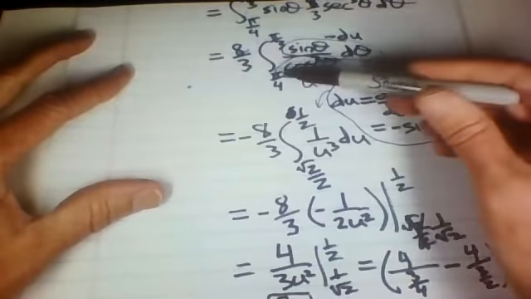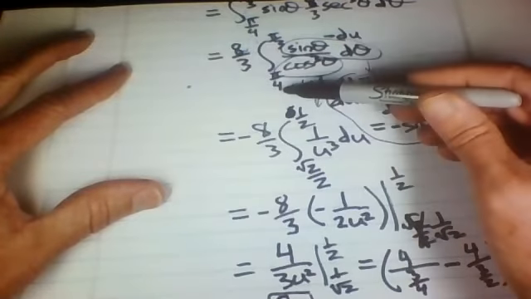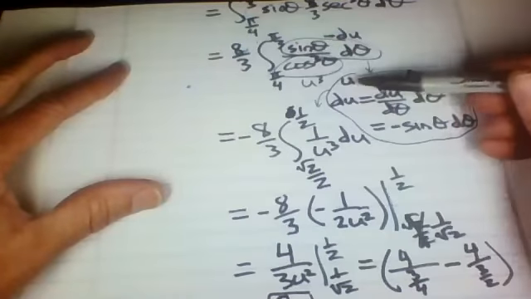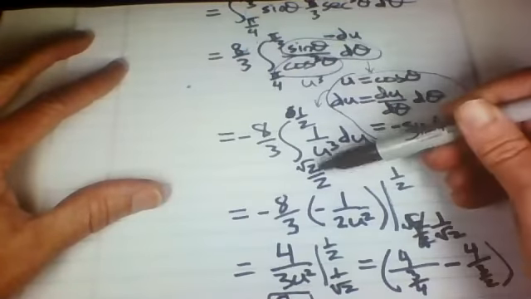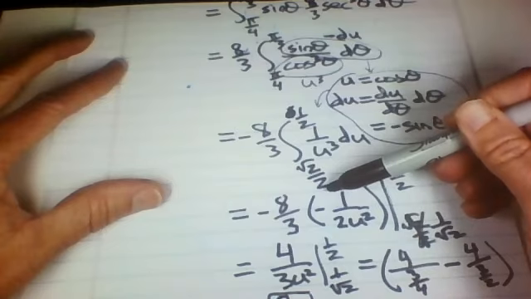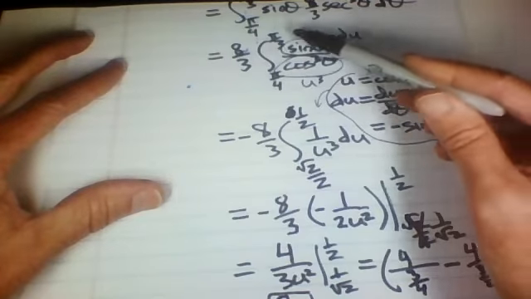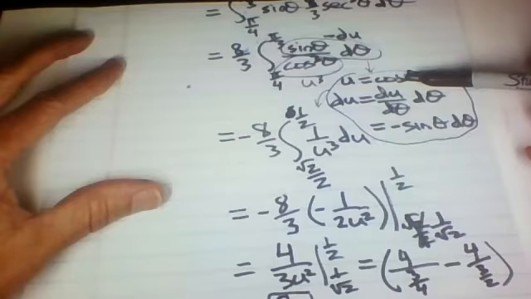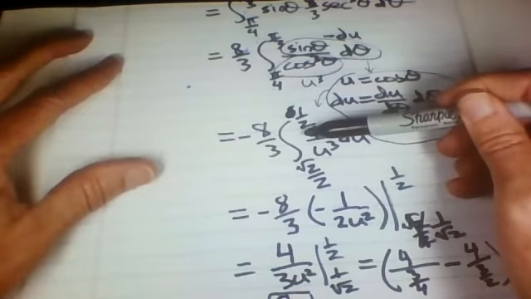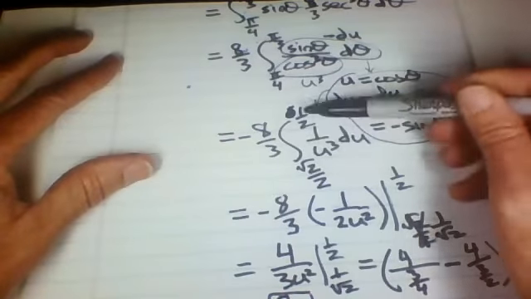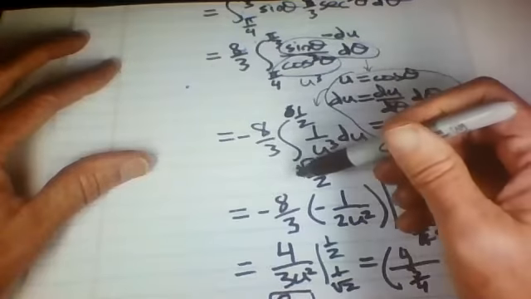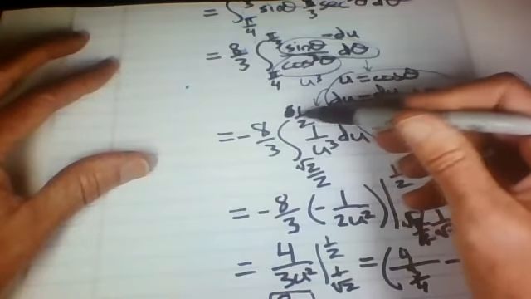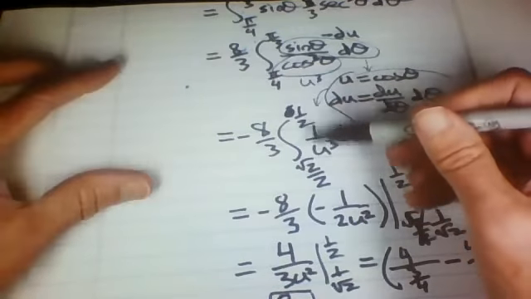Easy one. And the endpoint switch: when you're at the bottom point, pi over 4 for theta, u is cosine pi over 4, which is square root 2 over 2. You change that to square root 2 over 2. When theta is the top endpoint, pi over 3, u is cosine pi over 3, which is 1/2. So you change the top endpoint to 1/2. So you put in the u limits now in this integral, or you can put theta equals pi over 4, theta equals pi over 3, if you're going to convert it back in theta and then plug those in. You can do that too.